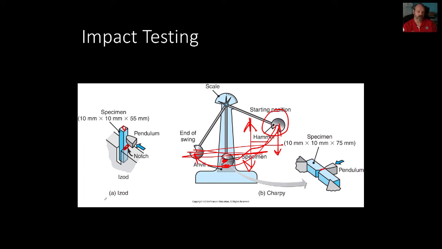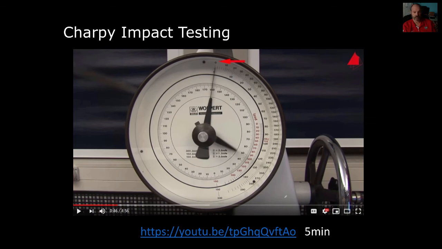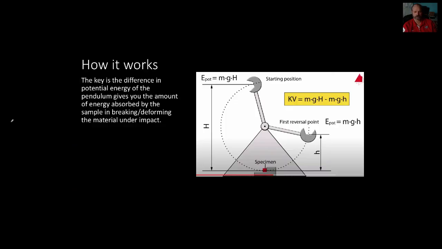So you have the Izod version and the Charpy version, and you can look them up. I think there are some videos that I refer to as well. I would highly recommend you watch the video and then you'll understand better how it works. It's a 5-minute video. You start at zero, then you drop it down and it goes to a certain level. Then you look at the difference and you know how much energy you put into it.